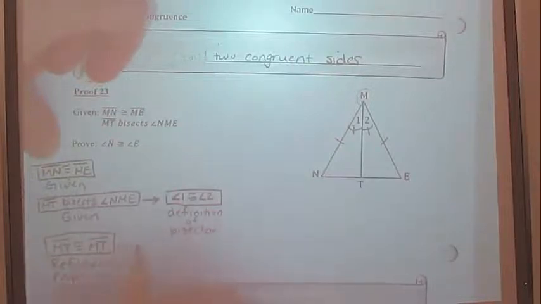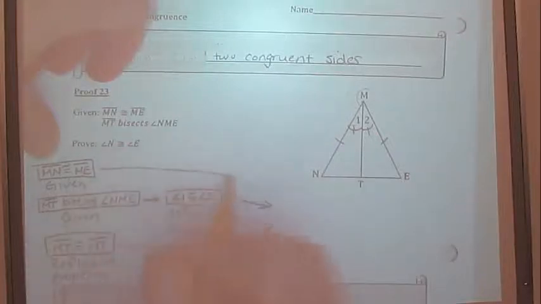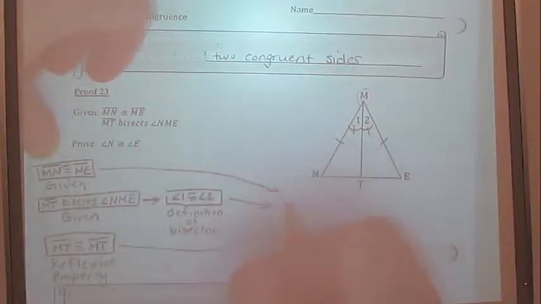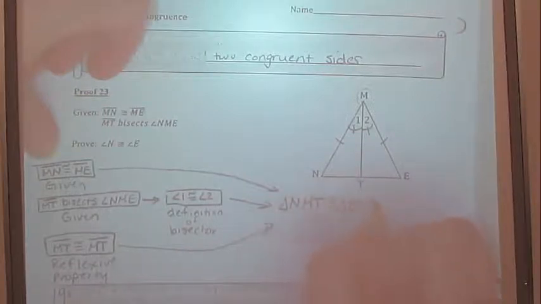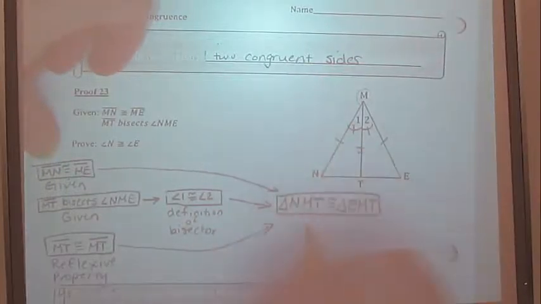All right, so all three of these statements lead us into the statement that triangle NMT is congruent to triangle EMT. And the reason we know that is side angle side.